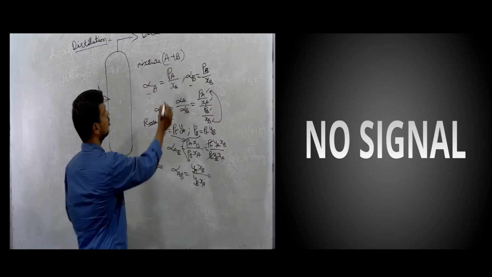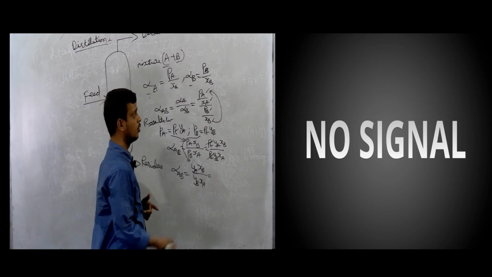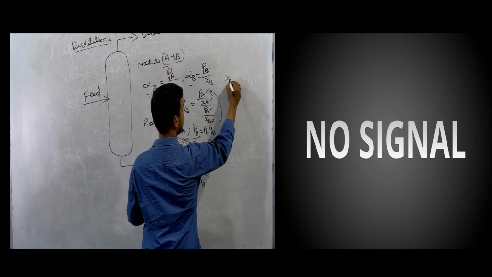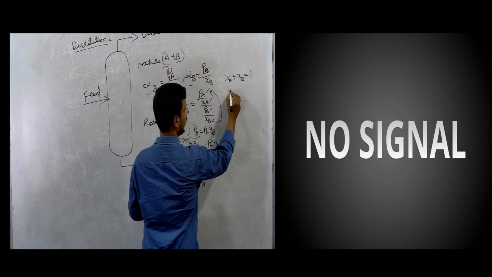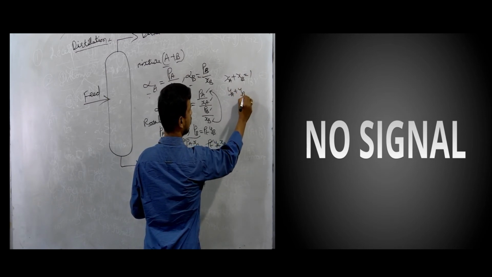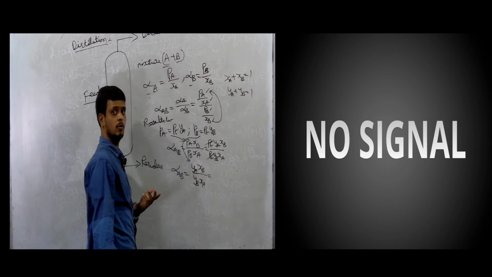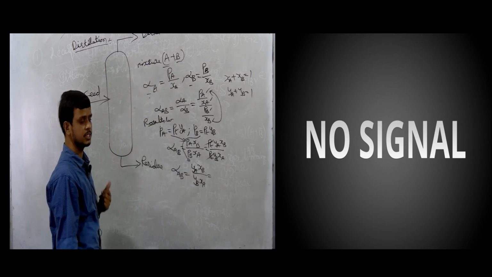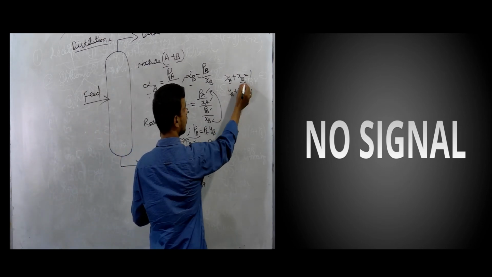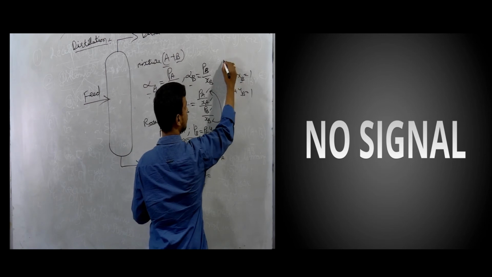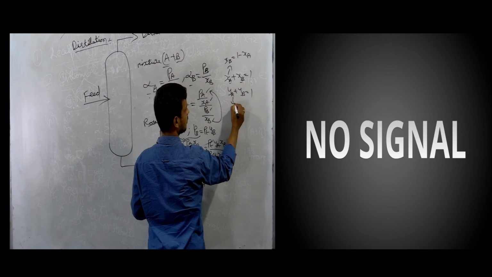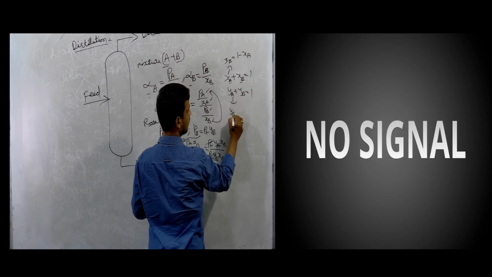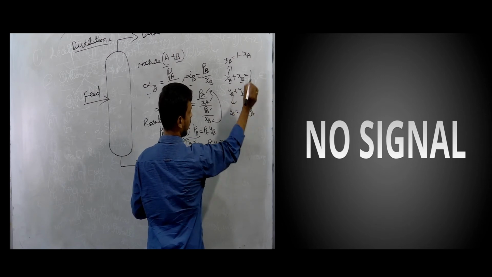Since only two components are there in the system, we can write the sum of the mole fractions is equal to 1. Xa plus Xb is equal to 1. Then Ya plus Yb is equal to 1. Since the sum of the mole fractions of all constituent elements in a mixture is equal to 1, and only two components are there, from this equation we can write Xb is equal to 1 minus Xa, and from this equation we can write Yb is equal to 1 minus Ya.